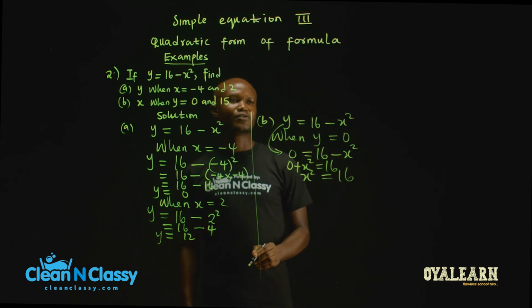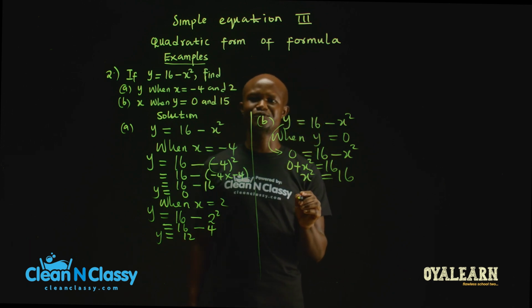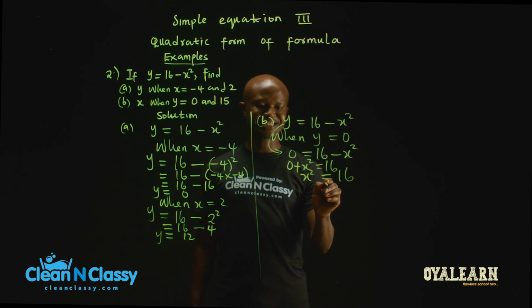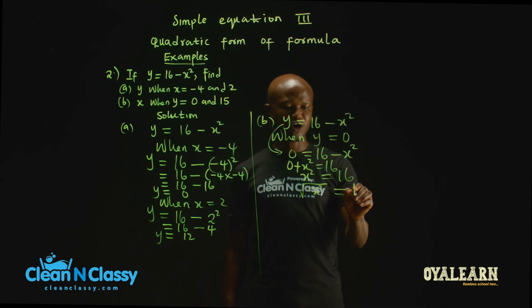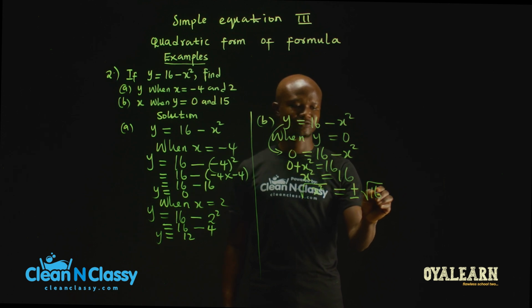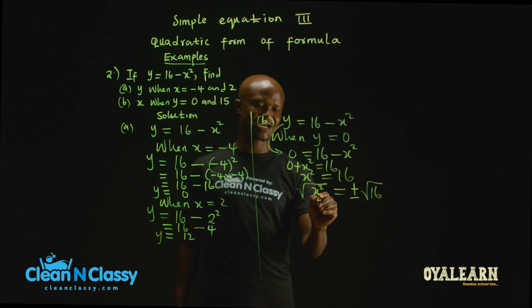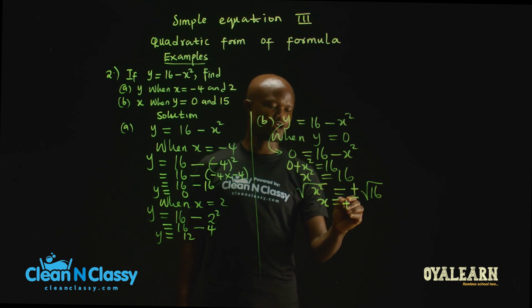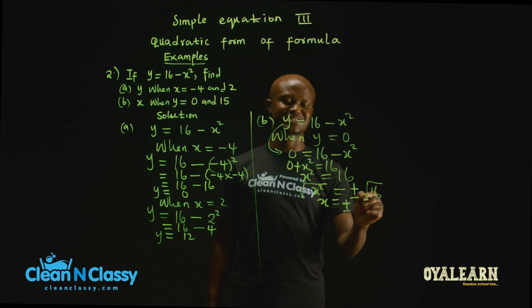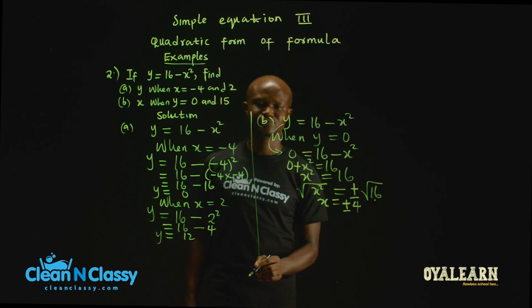Now, for us to find x, we need to take the square root of both sides, because we're having x squared here. By taking the square root of both sides, don't forget, when you are taking square root of both sides, plus or minus 16. So what are we having? If you find the square root of x squared, what do we have? X. So x equals plus or minus, what is the square root of 16? That is 4. So x equals plus or minus 4.